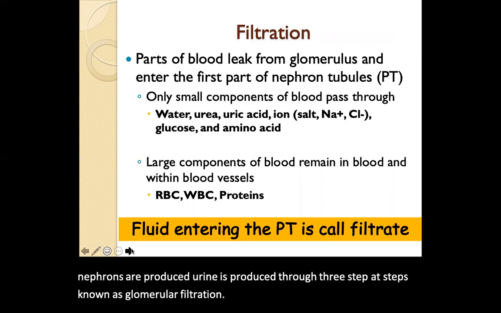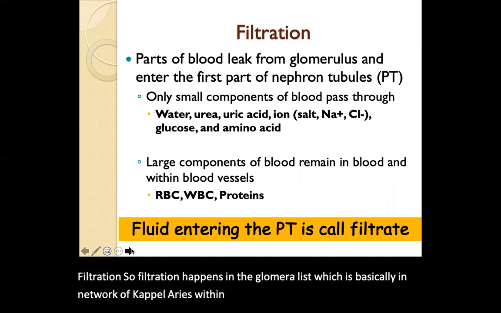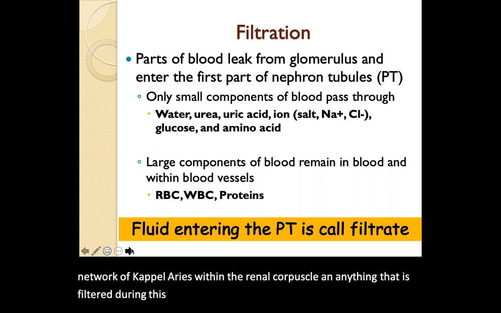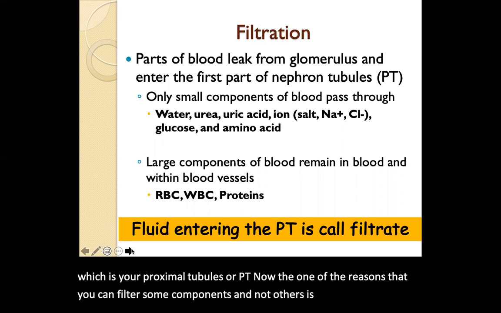So filtration happens in the glomerulus, which is basically a network of capillaries within the renal corpuscle. And anything that is filtered during this process enters the first part of the nephron tubules, which is your proximal tubules or PT. Now, one of the reasons that you can filter some components and not others is based on size. So let's take a look at a depiction of what is happening when we are talking about the process of filtration.